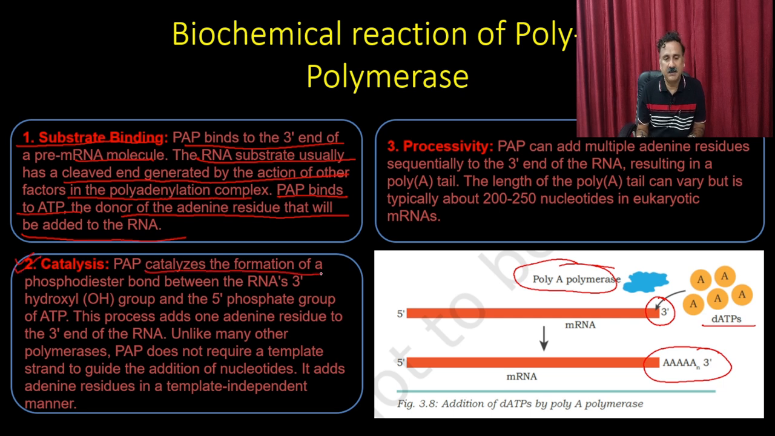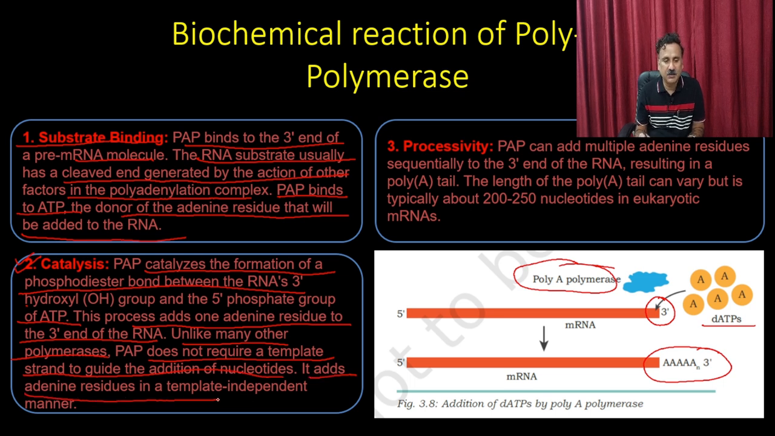Then it is going to catalyze the reaction. PAP catalyzes the formation of the phosphodiester bond between the RNA's 3 prime end and the 5 prime phosphate of the ATP. This process adds one adenine residue to the 3 prime end of the RNA. Unlike many other polymerases, PAP does not require a template strand to guide the addition of nucleotides. It adds the adenine residue in a template independent manner.